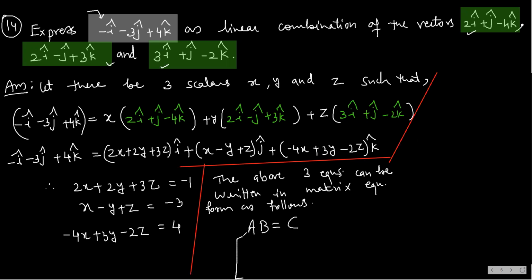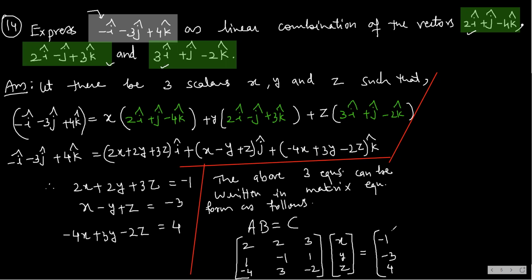What is A here? A is 2, 2, 3, then 1, minus 1, 1, and then negative 4, 3 and negative 2. I'm writing the first matrix A here, which is the matrix of coefficients of x, y, z. Then I write matrix B. Matrix B will be a column matrix, that is x, y, z. And what is matrix C? Matrix C is the right hand side matrix, that is negative 1, negative 3 and 4.